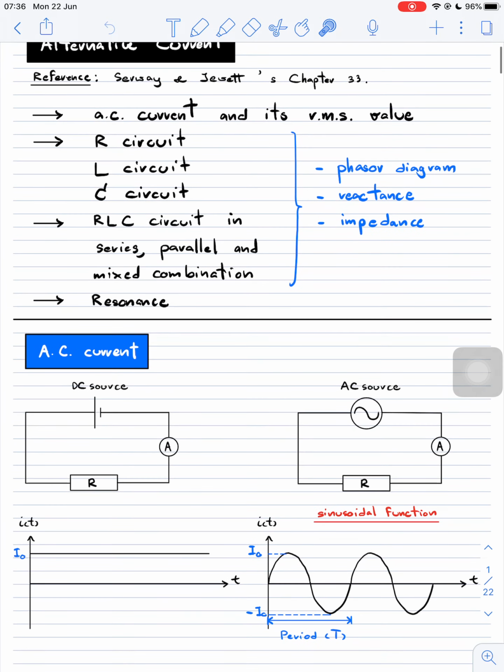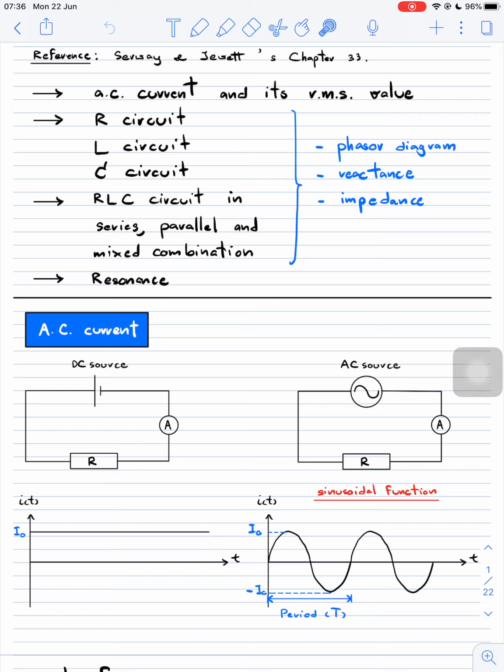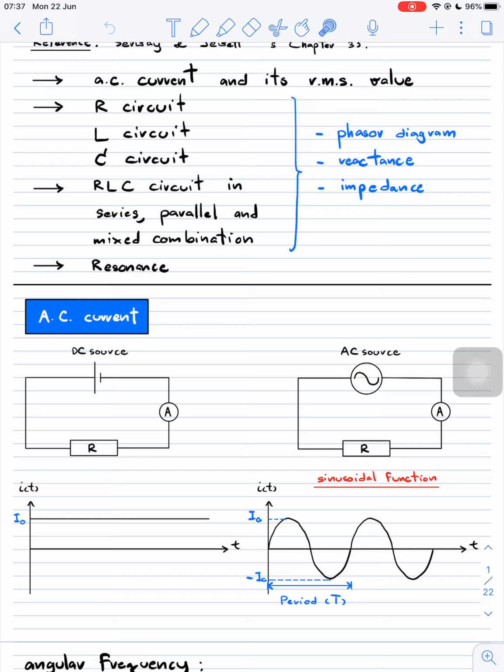And also, we can study circuits consisting of the three loads here, connected in series, in parallel, and in a mixed combination as well. We need a tool. This tool is called the phasor diagram. We can use the phasor diagram to solve for the reactance and the impedance, and also the voltage amplitude, the current amplitude, and the phase of the circuit as well.